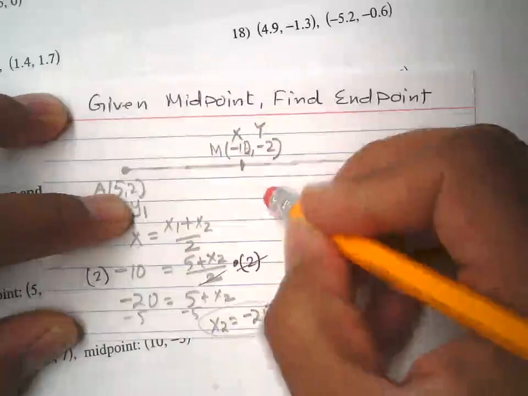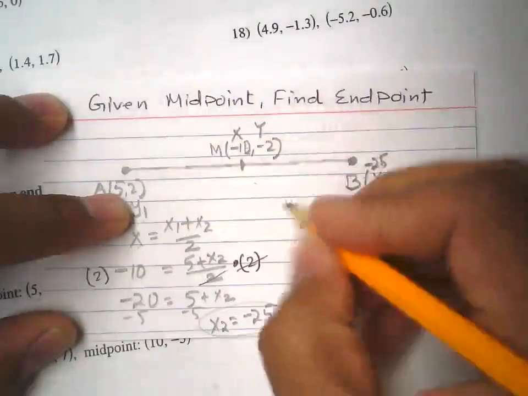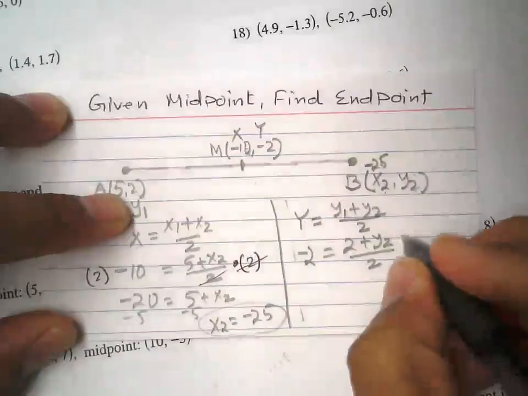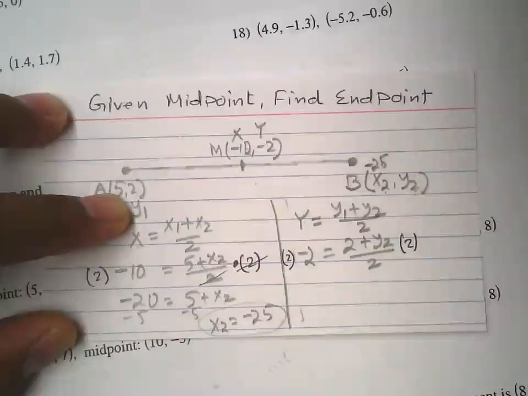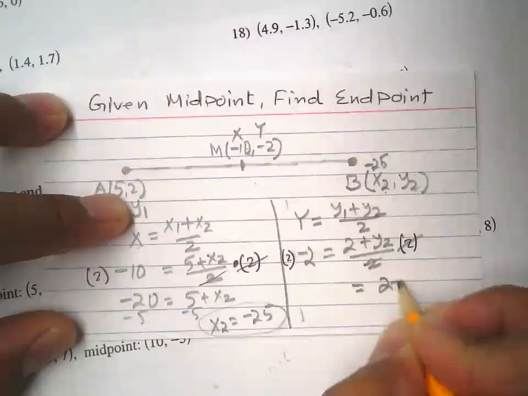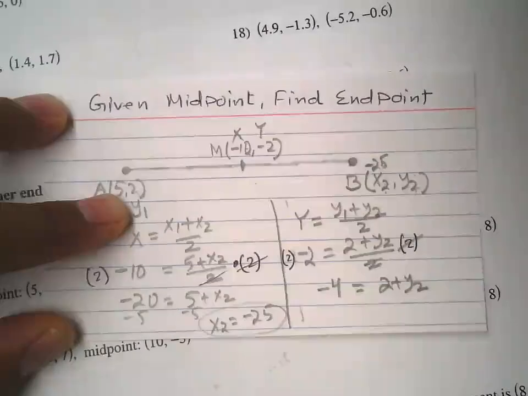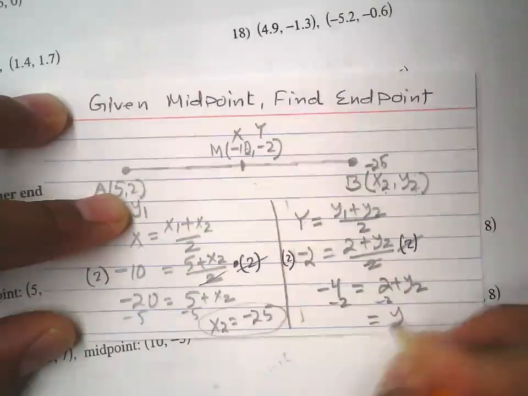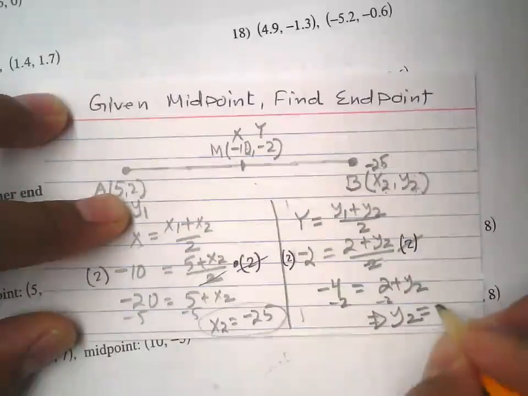To solve the equation, the first thing you do is get rid of the fraction, which is 2 here. So you multiply by that number. The 2 and 2 cancel. You have 2 plus y2, and here you get -4. Subtract 2 from both sides. You should get y2 equals -6.